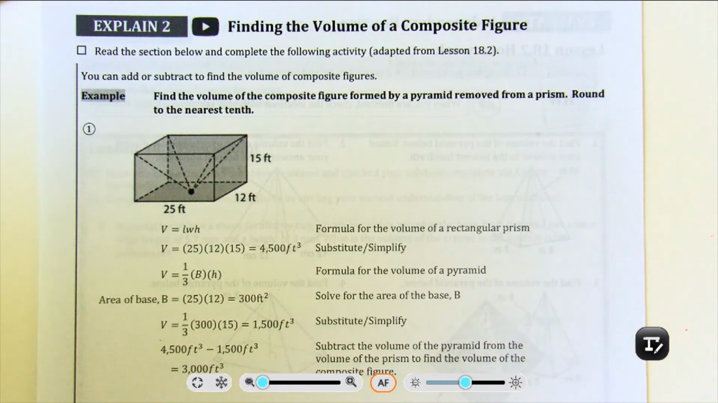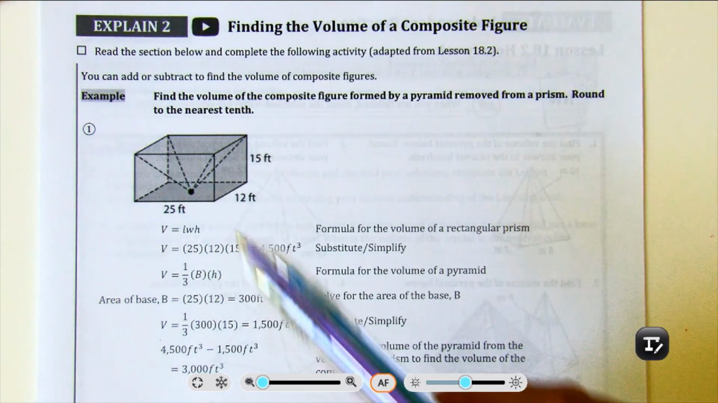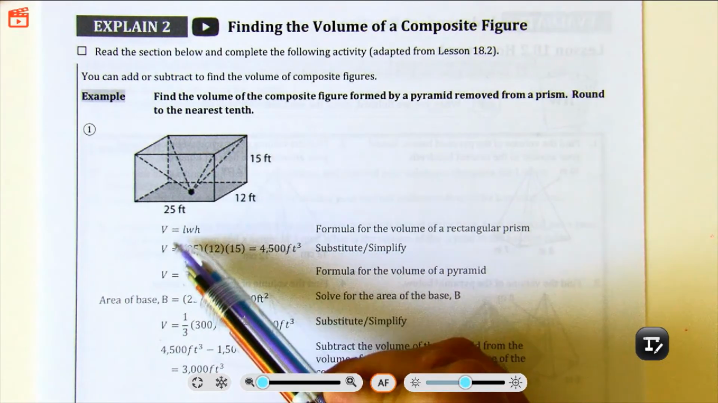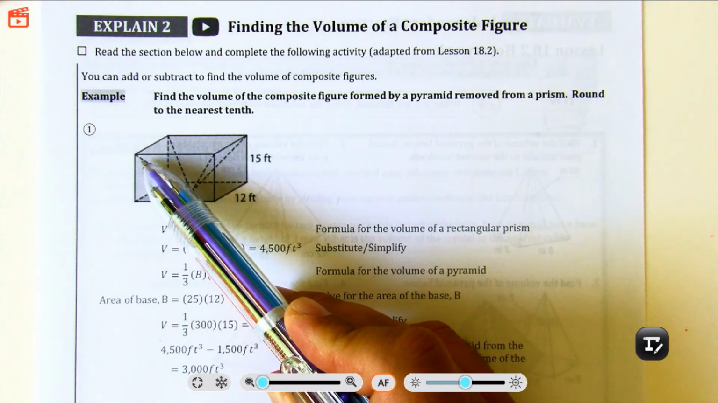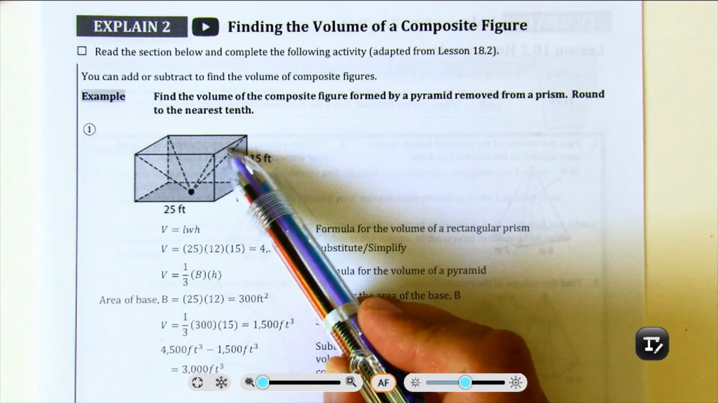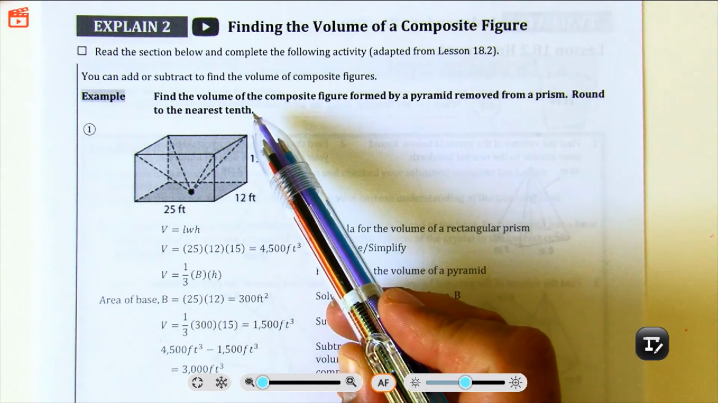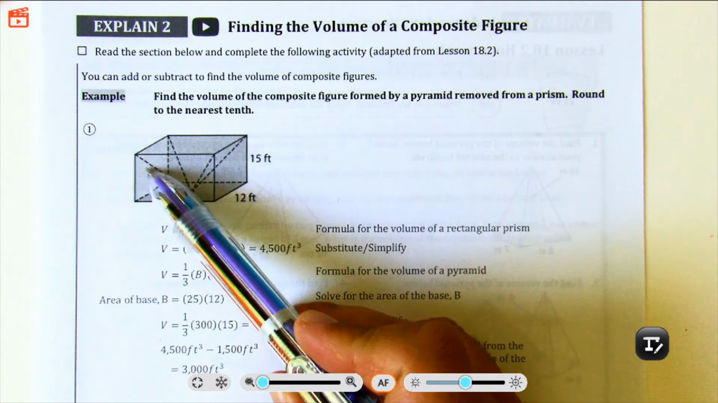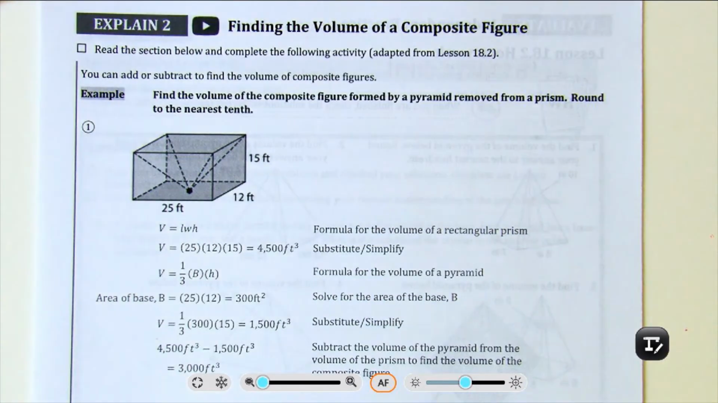So for problem number 1, what we have is a rectangular prism, and then what we're doing is we're removing this pyramid from this prism. So we find the volume of the rectangle, find the volume of the pyramid, and then subtract.